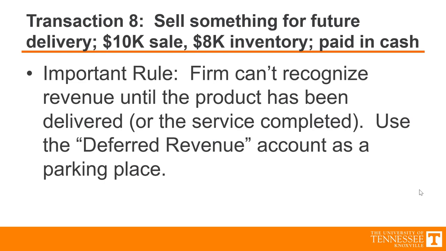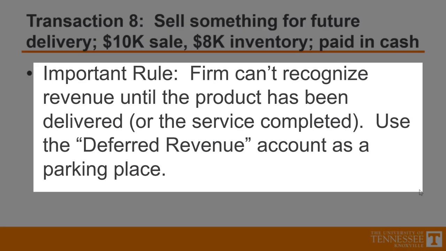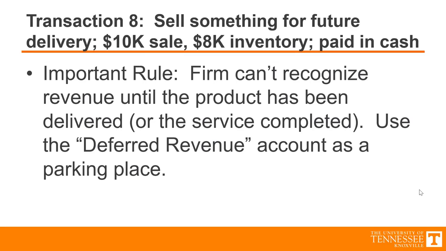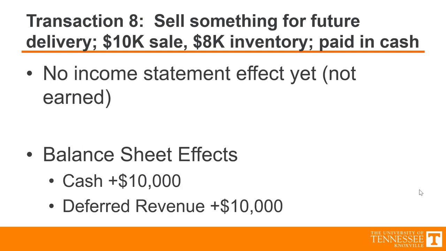So an important rule here that we need to think about and remember: firms cannot recognize revenue until the product has been delivered or the service completed. So if we do something like the scenario I outlined above, we're going to use the deferred revenue account as a parking place for this transaction. And then once we deliver the goods, or complete the service, then we would unwind that deferred revenue and let everything hit the income statement. So let's look and see how that would work.